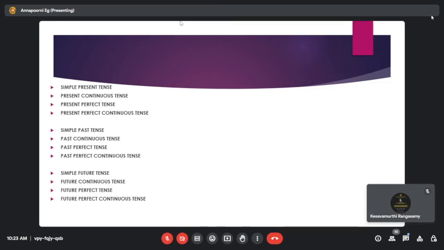So how to differentiate them? How to classify them or how to identify them? That is the reason we have given the name present, past and future before their names. That is why we are discussing it as simple present tense, present continuous tense, present perfect tense and present perfect continuous tense. So these four children are whose children? Present tense's.